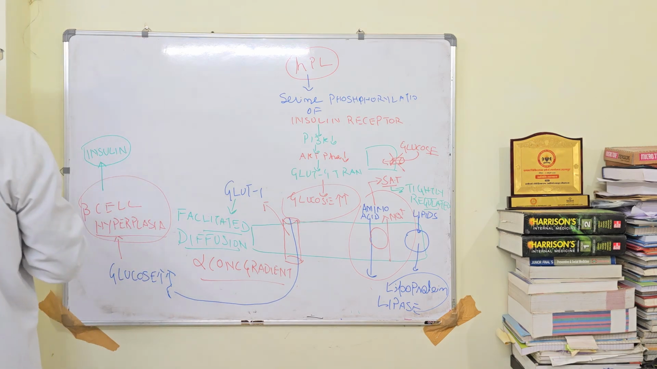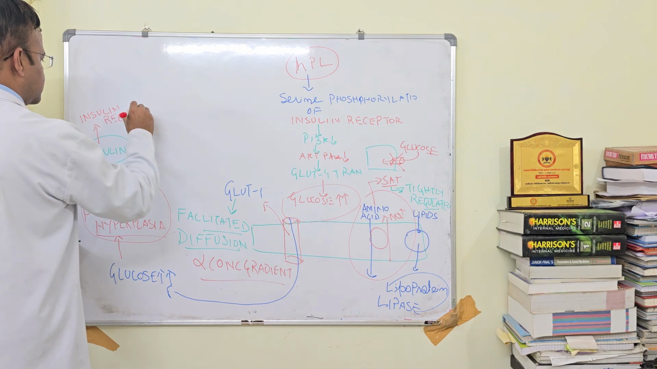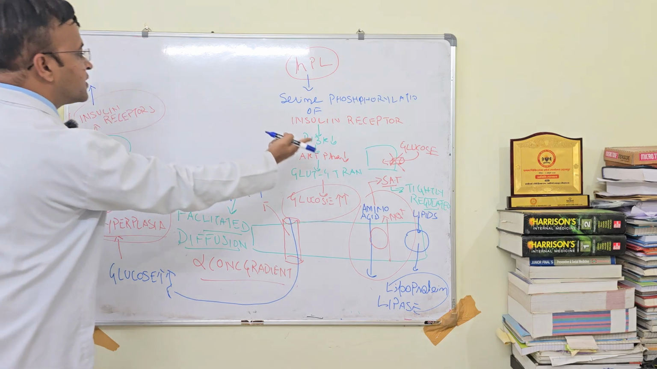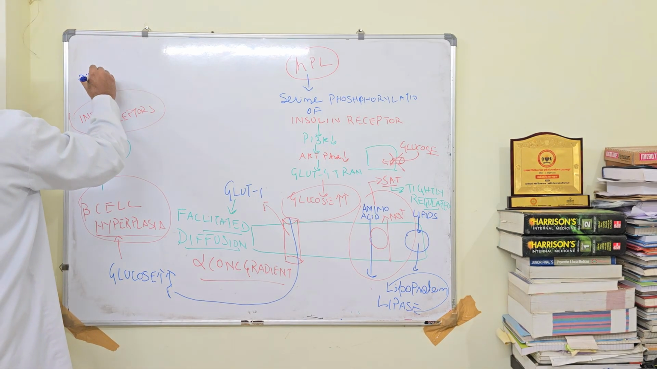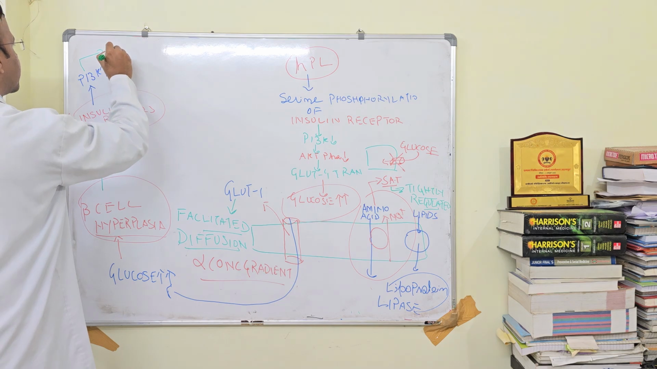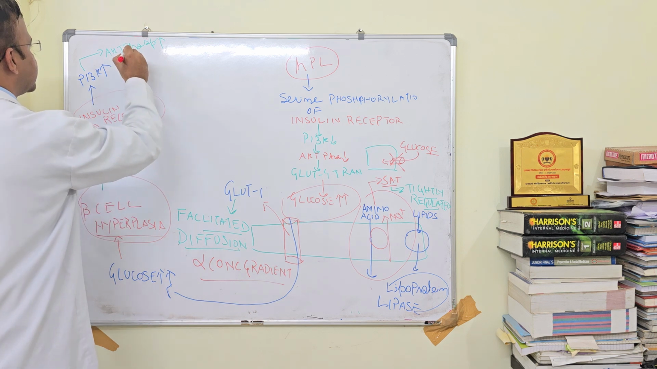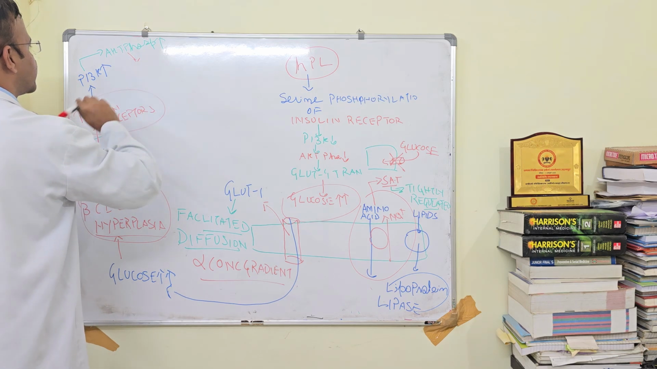Now this insulin will act on insulin receptors and increase the level of PI3K. Just the reverse of what is happening in the mother. In the mother, PI3K is decreasing, but in the fetus, PI3K is actually increasing. This will increase AKT phosphorylation, just everything reverse of what is happening in the mother. If AKT phosphorylation increases, then GLUT4 translocation will increase.